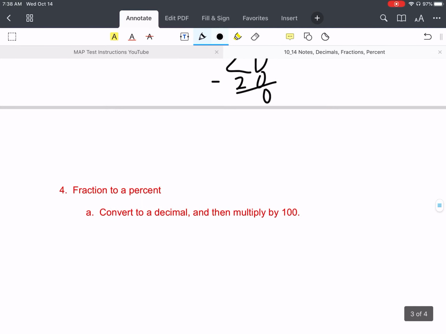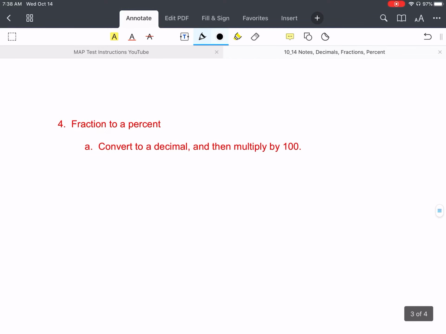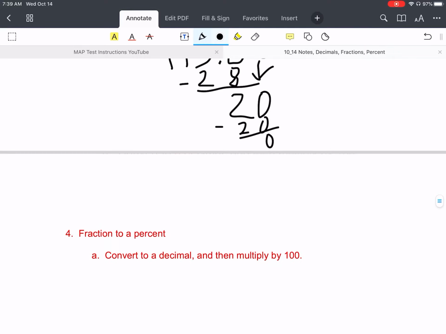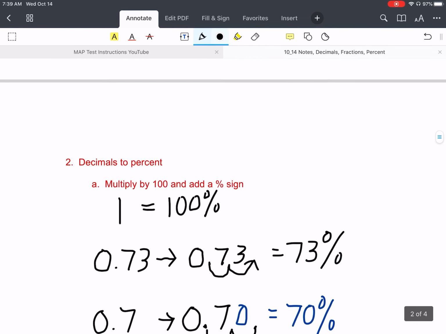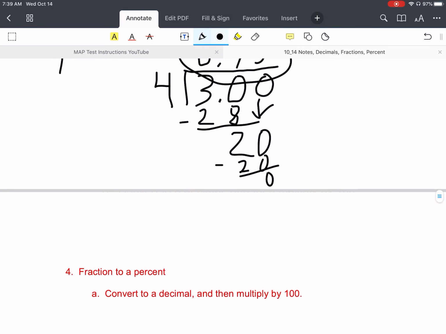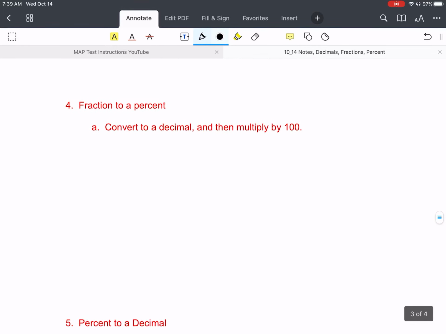Okay, taking a fraction to a percentage. So again, you're converting it to a decimal. There's not a great consistent way to do this other than to convert it to a decimal. But once you have it as a decimal, you are going to multiply by 100, which luckily we already know how to do, right? We know how to convert a decimal to a percent. So now we're just going to take the fraction, make it a decimal, and then multiply by 100.